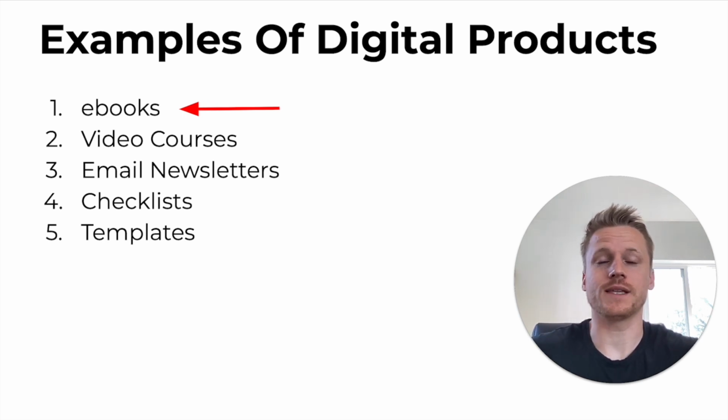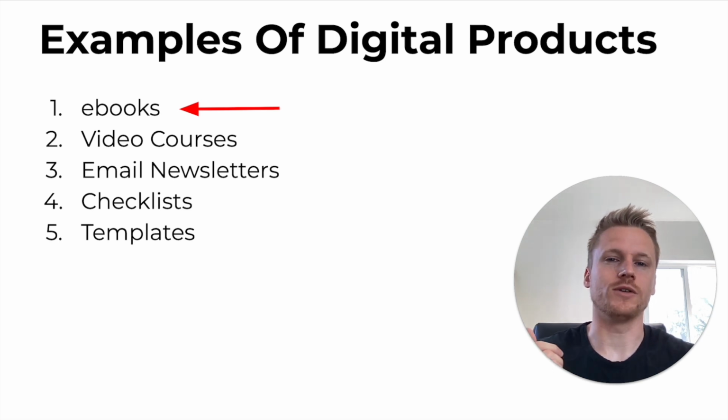You can also do things like checklists and templates, where you can sell a checklist for SEO purposes, or you could sell something like a Pinterest template for how to post on Pinterest. There are so many different options to choose from when it comes to selling digital products, but inside this video, I'm going to show you how to sell ebooks online.